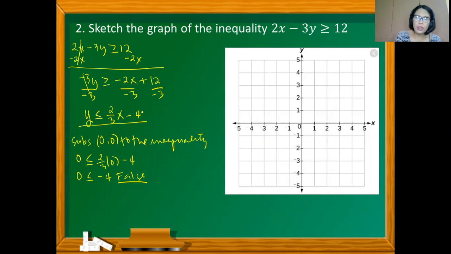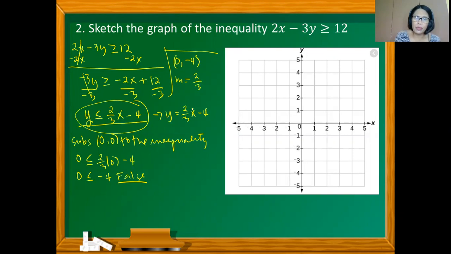So what we're going to do is temporarily convert this to an equation. So this would become y equals 2/3 x minus 4. And from here, we know that we already have 1 point, which is 0, negative 4. The other point can be obtained using the slope m equals 2/3. So from 0, negative 4, we're going to move up by 2 and then run by 3 to the right. 1, 2, 1, 2, 3. So this is the other point. And then we're going to connect the 2 points.